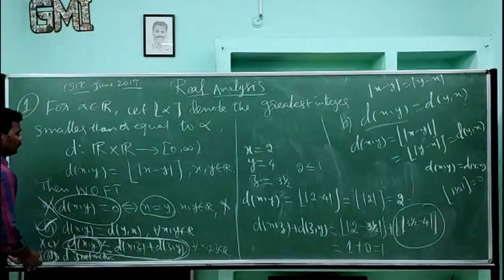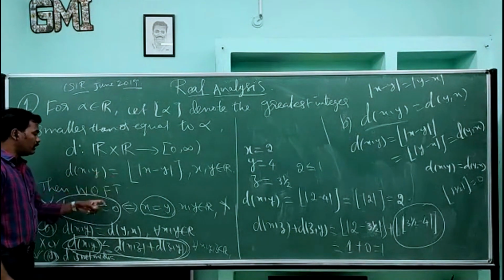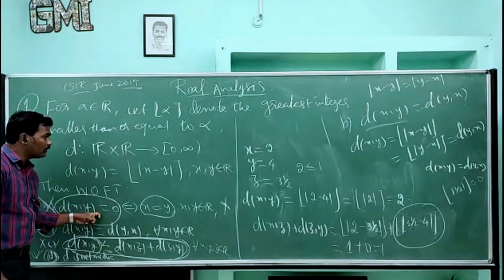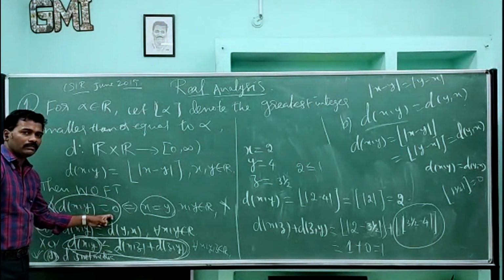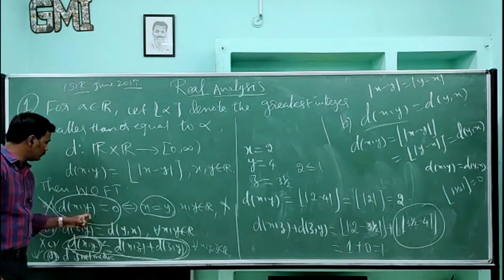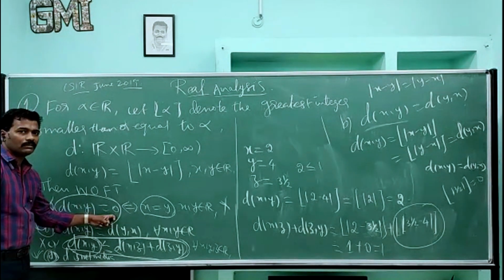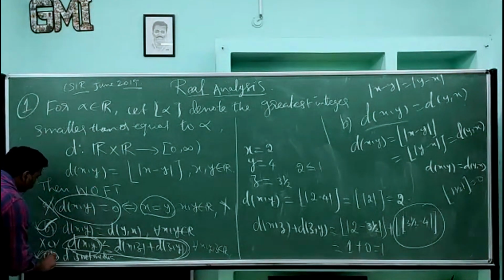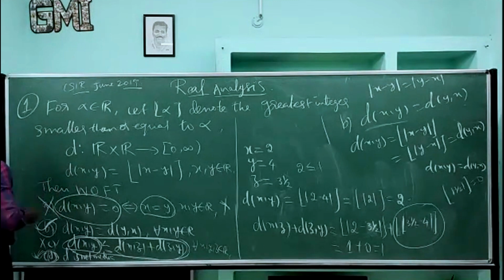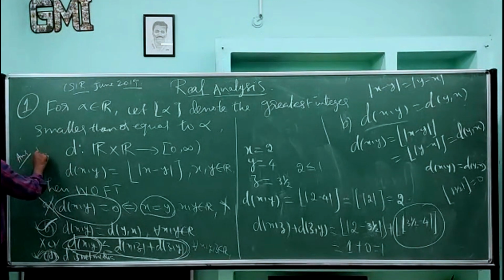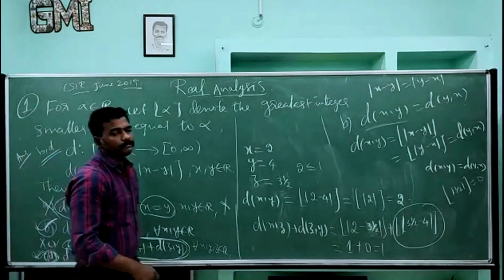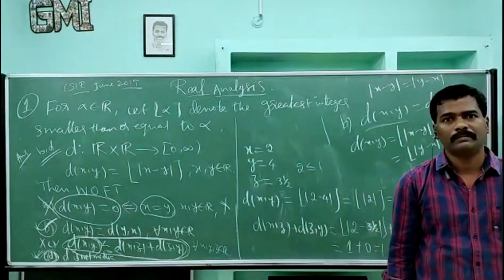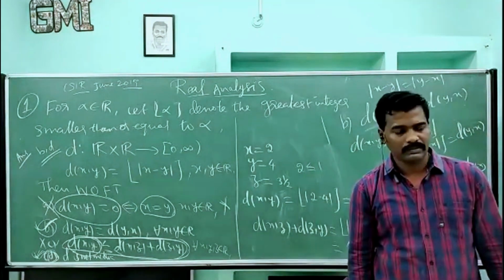Did you get my point? Suppose the D function is a metric, it always satisfies this condition. But we know initially that the first option is not true for all x and y. So therefore D is not a metric, and that is why option D is true. So the answer is B comma D only. Is there any question, please? Can I move to the next question?